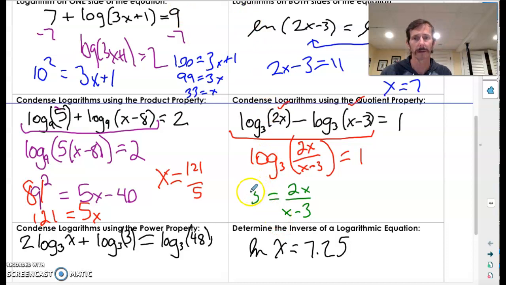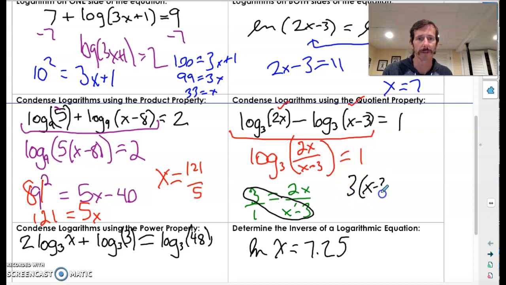And because I have a ratio over here, I'm going to write this as a ratio. The only reason I'm doing that is it allows me now to cross multiply, which is an excellent solving technique when you have a ratio. So it'd be 3 times x minus 3 equals 2x times 1. I know you guys have seen that before. I've got to pop that 3 inside of there. So I distribute again. 3x minus 9 equals 2x.